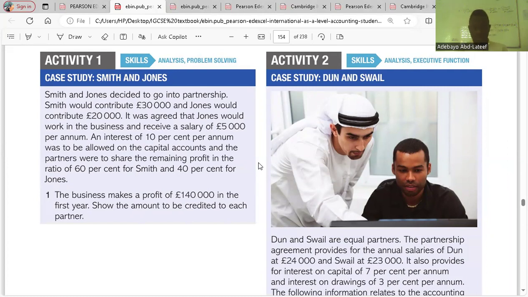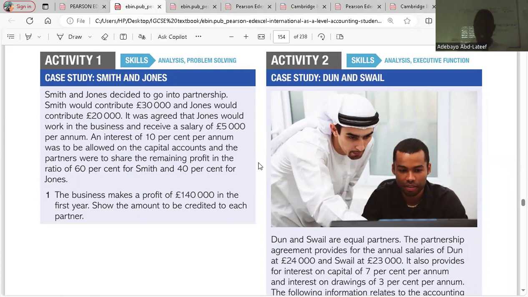The second item will be salary. Smith is not getting any salary, but Jones is getting a salary of 5,000. That's to be on the credit side for Jones, 5,000. Then we have to calculate the profit appropriation. The total profit made is 140,000, shared 60% for Smith and 40% for Jones. 60% of 140,000 is 84,000, so on the credit side we have 84,000 for Smith. And for Jones, 40% will be 56,000.